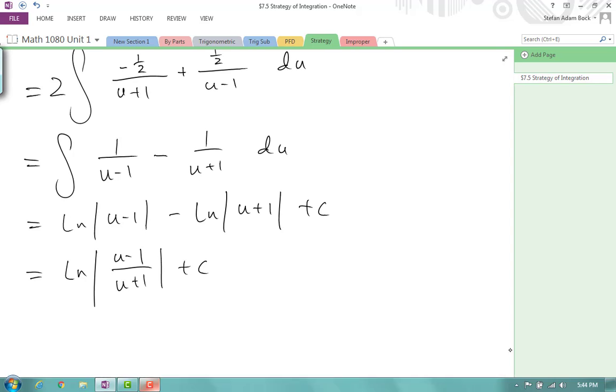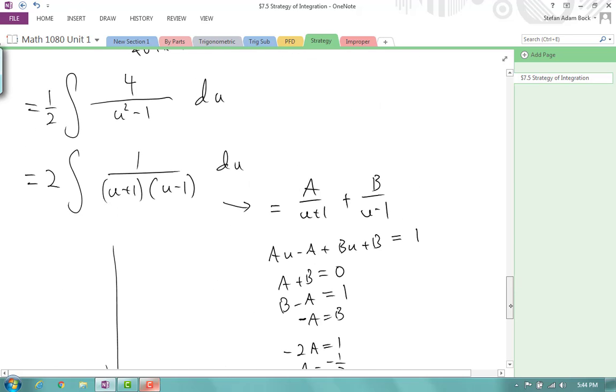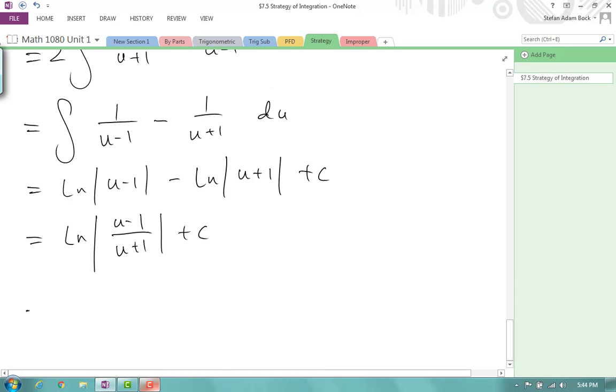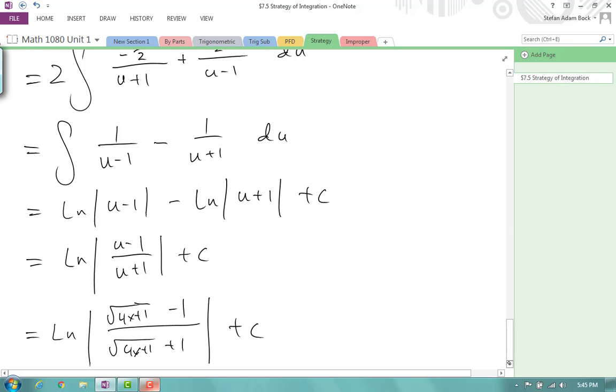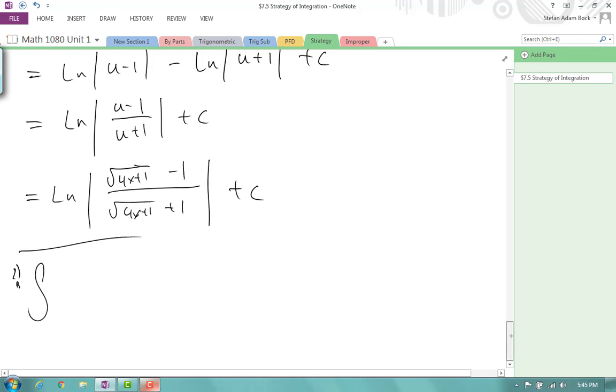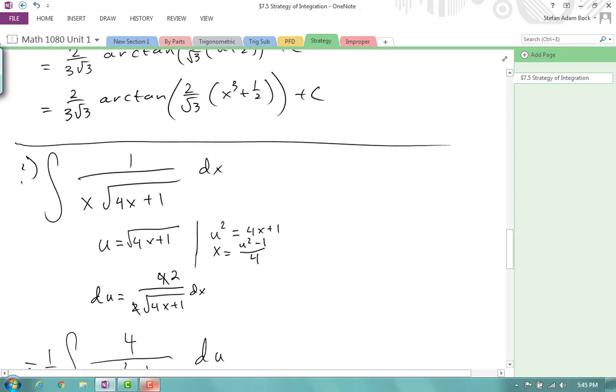But what was my u? My u was the square root of 4x plus 1. So the natural log of (the square root of 4x plus 1 minus 1) over (the square root of 4x plus 1 plus 1) plus c. Just for good measure, I'm going to try that one a different way now. So I guess this is 2b, and the other one was 2a.